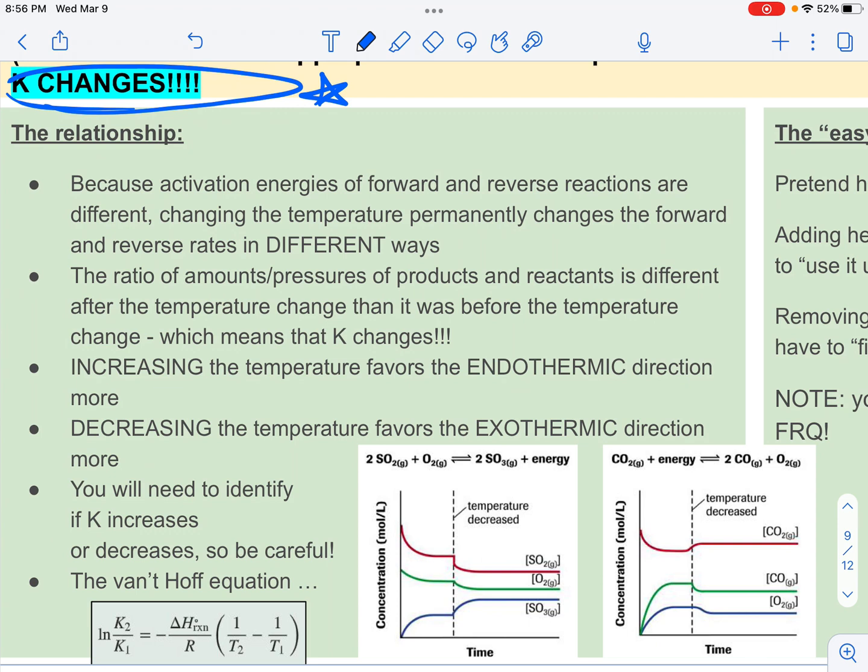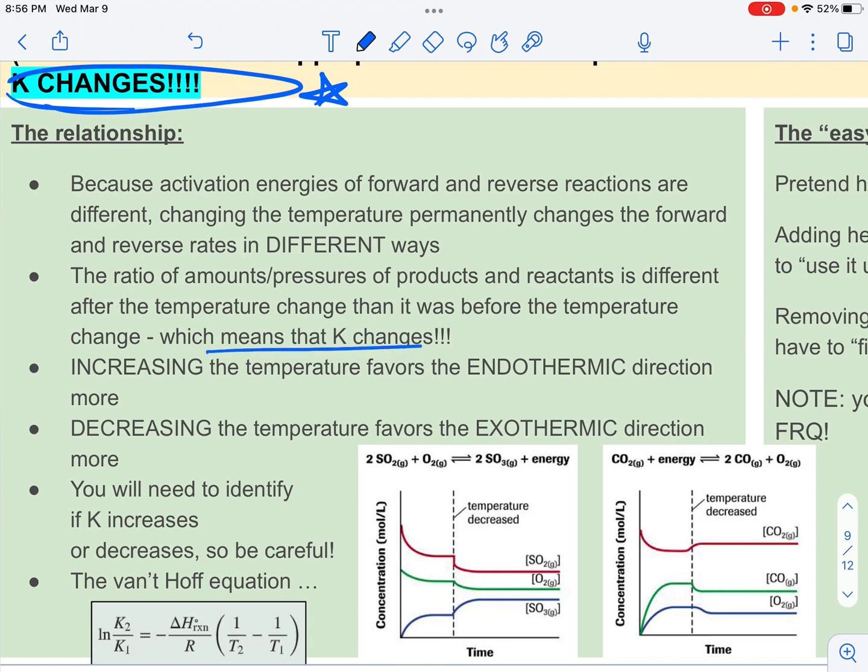So you have to kind of really think carefully about how this works. But because what this is doing is changing those forward and reverse in different ways, now it's going to come out at a different ratio of products and reactants when you're finished.